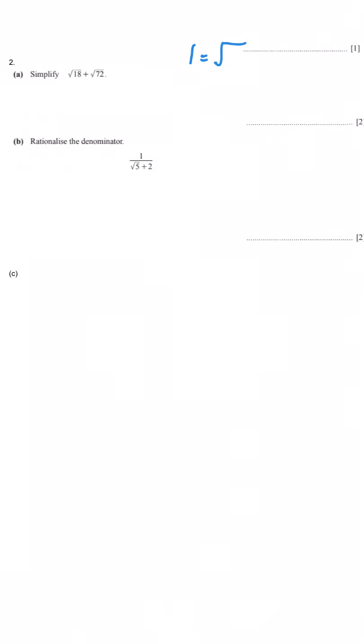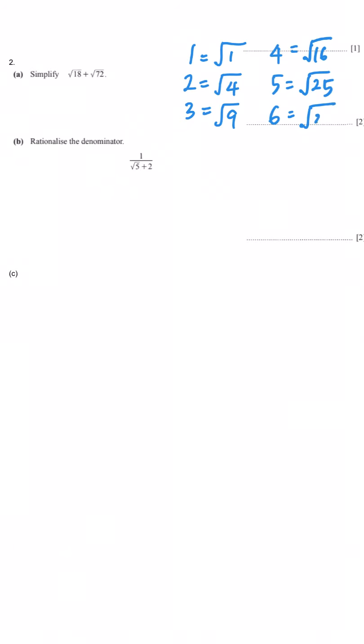1 comes from the square root of 1, and then 2 comes from the square root of 4, 3 comes from the square root of 9, or we do it as 3 squared is 9, right? So 4 comes from 16, 4 times 4, 5 times 5 is 25, 6 times 6 is 36. Somehow you have to remember these numbers.